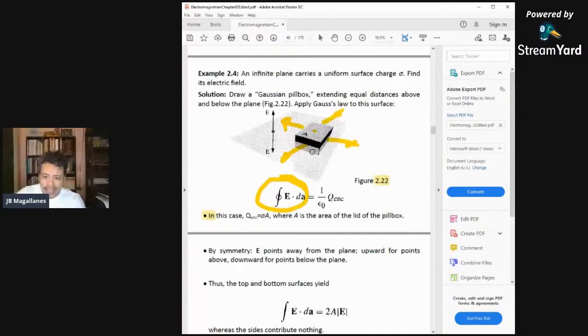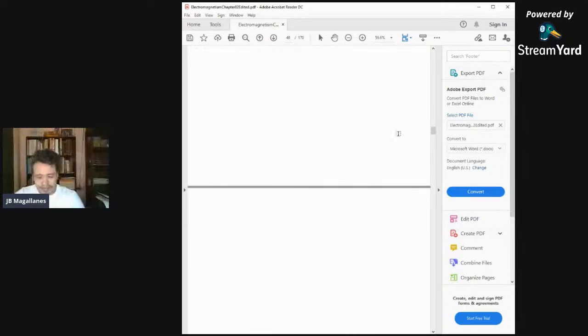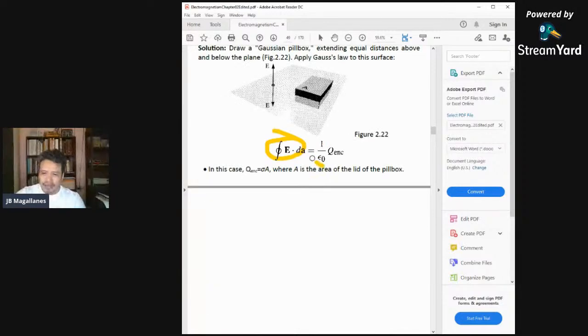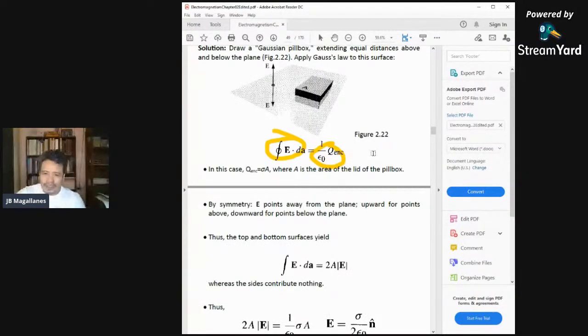Only the surface above and the surface below contribute, because the angle between the directional area above and the electric field is 0, and also the same below. It's also 0. So cosine of 0 is equal to 1. So that's for this side of the Gauss law. How about this side of the Gauss law? We look at the charge enclosed. You have a surface charge density that is uniform here.